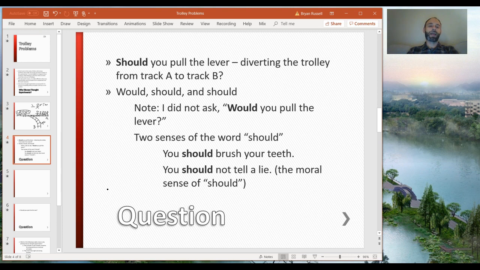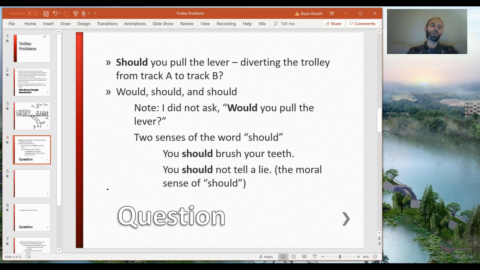So note that I did not ask, would you pull the lever? That's importantly distinct from should you pull the lever. There are a host of considerations that might be relevant to the question, would you pull the lever, that are not relevant to should you pull the lever. So, for example, you might have a debilitating phobia of trolleys, and every time you see a trolley, you immediately run for the hills. That would be something interesting to a psychologist, but not necessarily a philosopher, an ethicist, right?